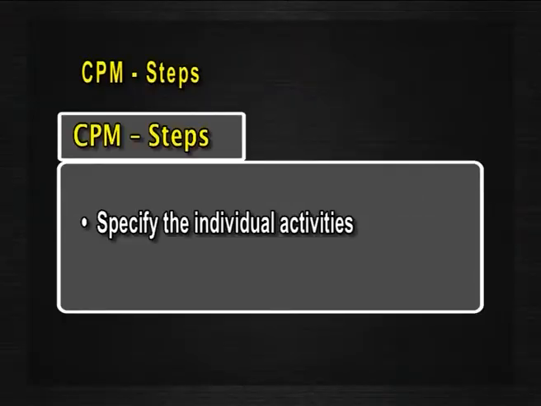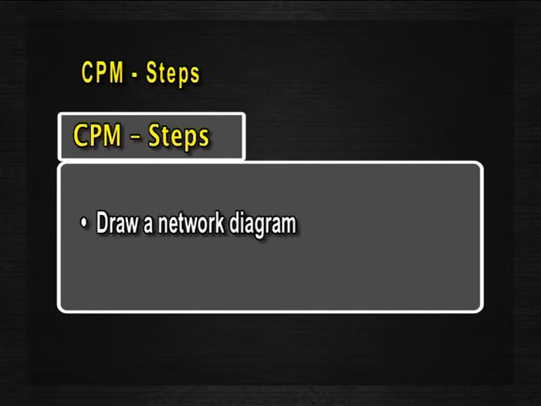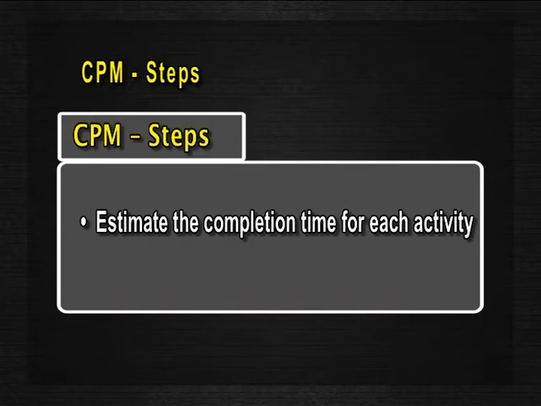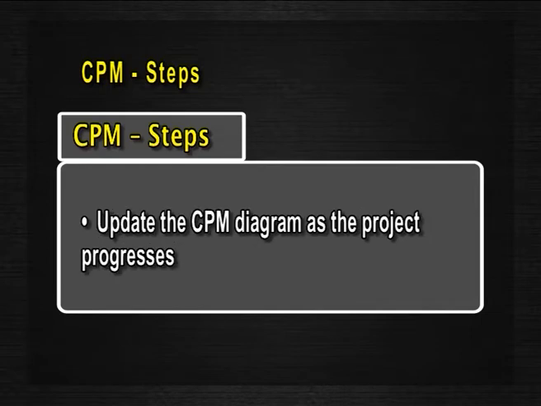Now, next coming to CPM steps. The steps in CPM project planning are as follows. Specify the individual activities, determine the sequences of the activities, draw a network diagram, estimate the completion time for each activity, identify the critical path, that is the longest path through the network, update the CPM diagram as the project progresses.